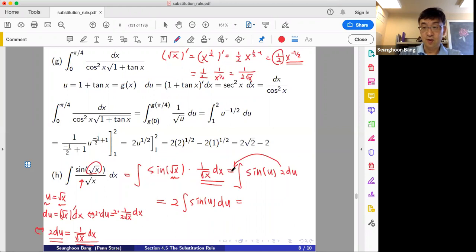Be careful here. The sine prime is cosine, but the integral of sine is negative cosine. So we have negative 2 times cosine of u plus c. Really be careful. The integral has a different sign. The negative 2, you can change back. This u is the square root of x, so we have negative 2 cosine of the square root of x plus c. This is your final answer.